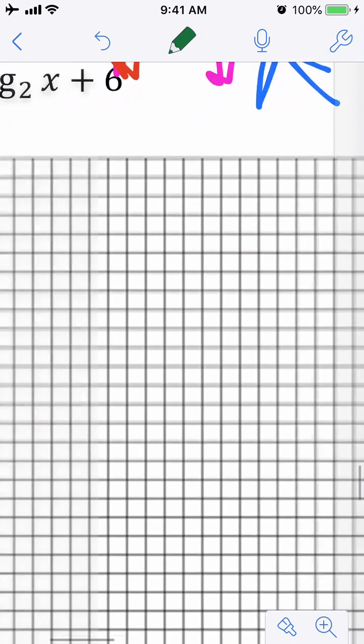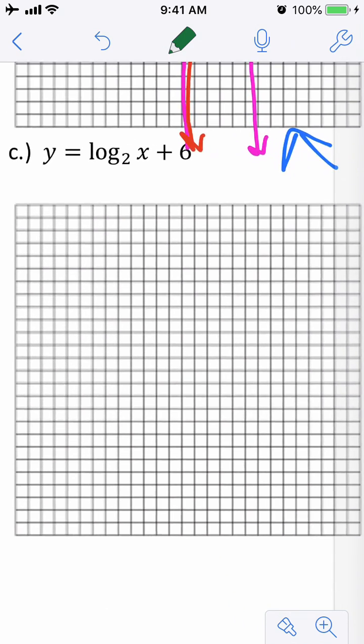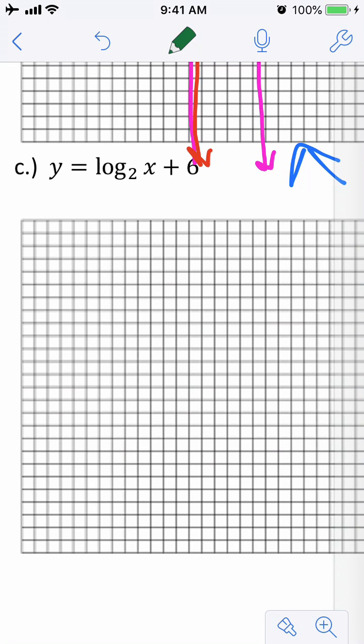Let's try one that is not a left or right. What's happening in this one? Well, notice it's outside the parentheses. It's actually saying do this and then add 6 to it, which is exactly what we're going to do, right? We're going to plot the parent function, log base 2 of x, and then we're going to add 6. It's going to be super easy.